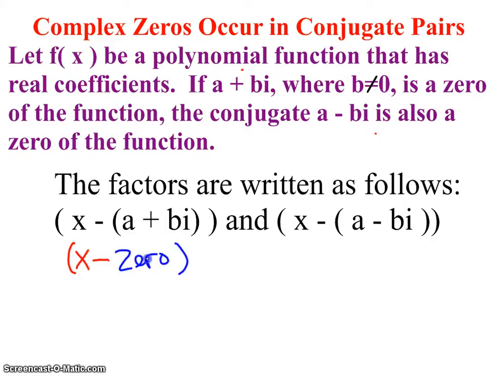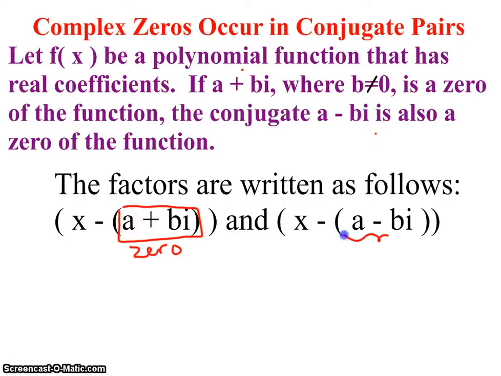X minus your 0. X minus your 0. So that's why when you write factors for your complex solutions, it will be x minus whatever your 0 is. Okay, this is your 0. Same thing here, this is your 0. Okay, so let's take a look at an example.